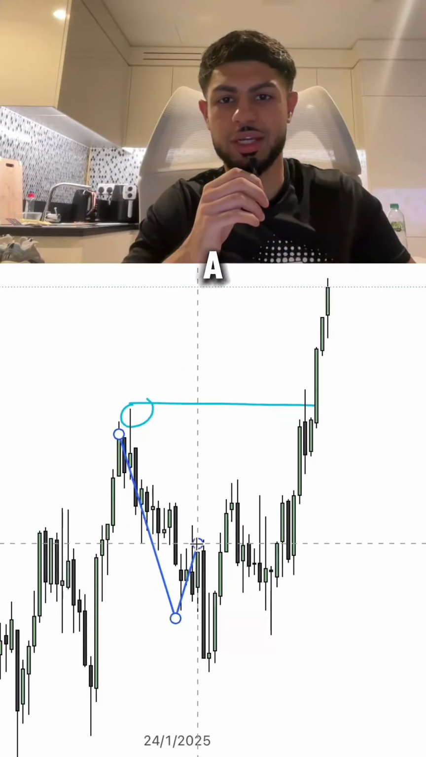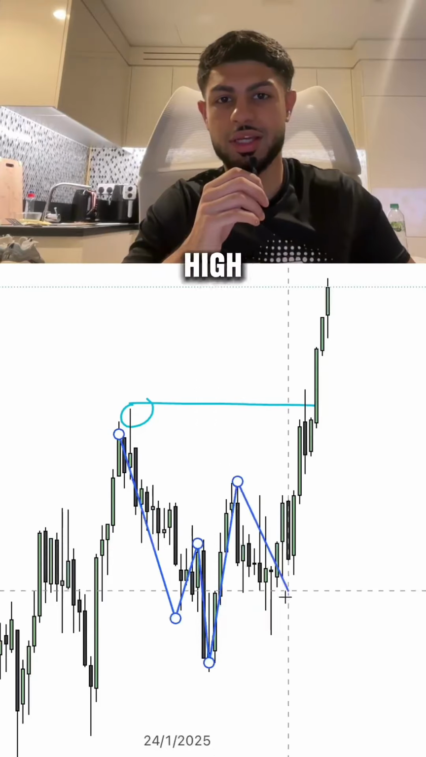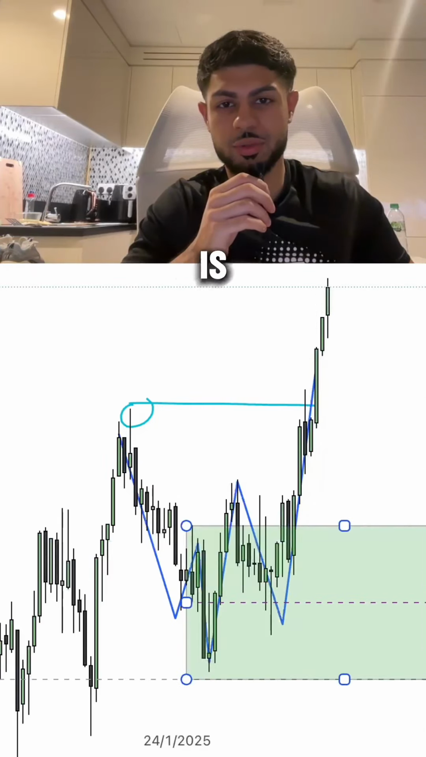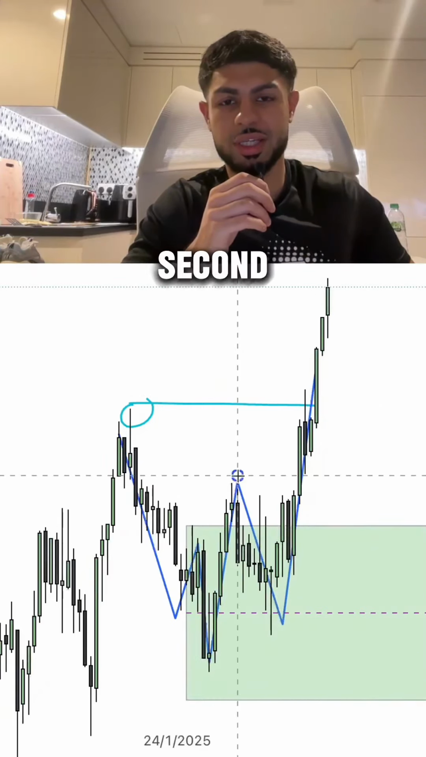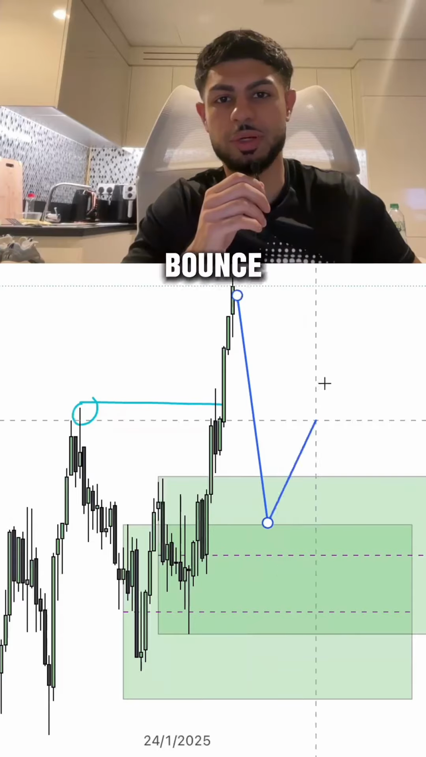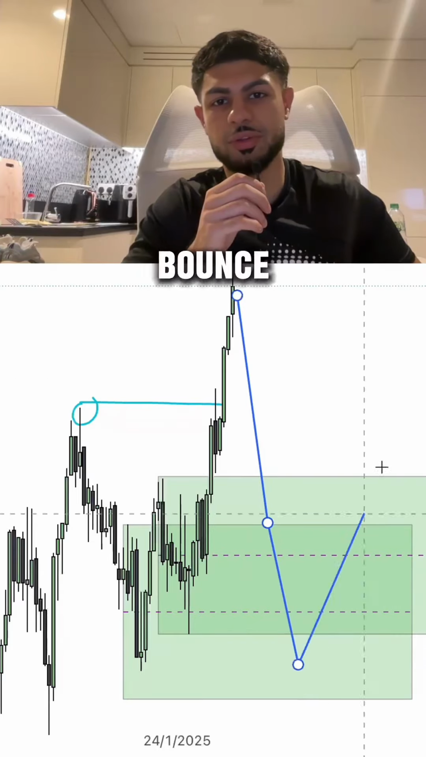You can see we had a high to low here and a high to low here, and then we broke structure. This first high to low is our demand zone 1. This second high to low is our demand zone 2. So now, which one do we choose? Do we choose a bounce from demand zone 1 or do we choose a bounce from demand zone 2?